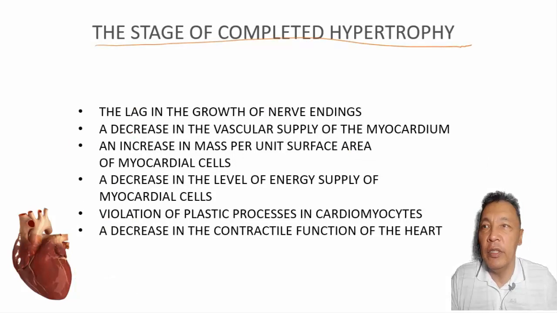The stage of completed hypertrophy and relatively stable hyperfunctioning. At this stage, the process of hypertrophy is complete. The mass of the myocardium is increased and no longer grows. The mass of myocytes increases by 1.5 to 3 times. The critical mass of a hypertrophied heart is 500 grams. Intensity of functioning of structures is close to normal.